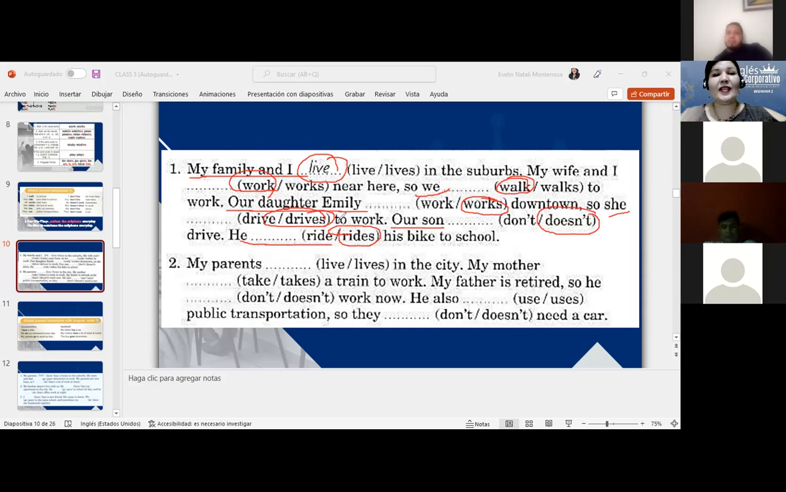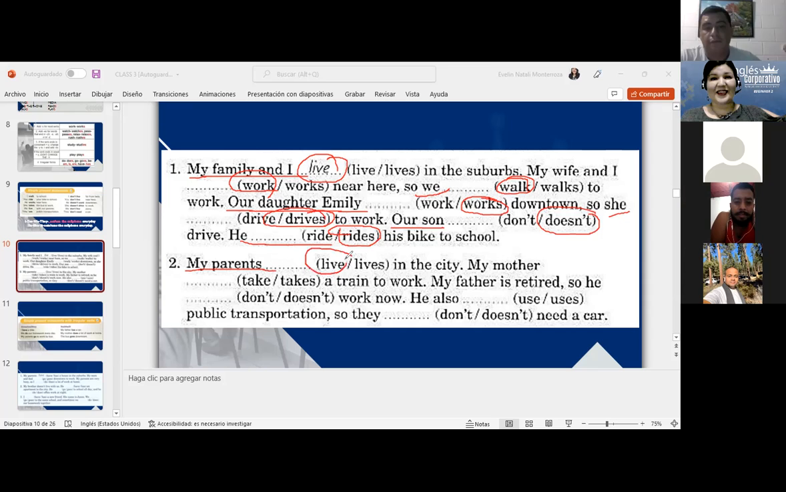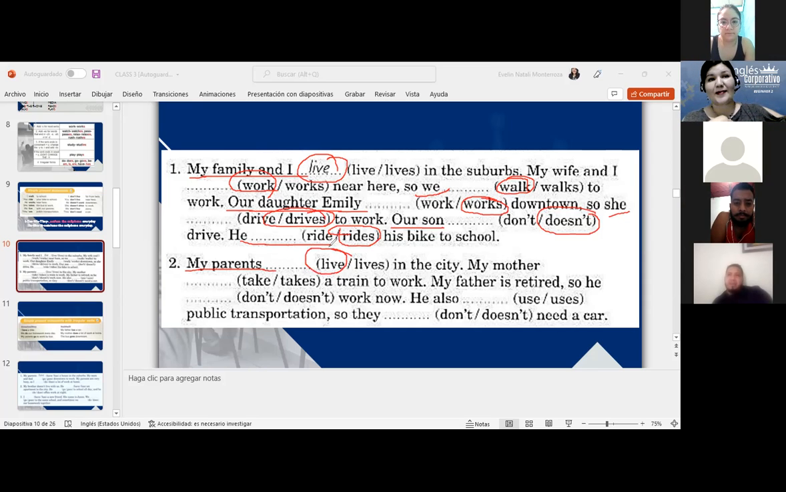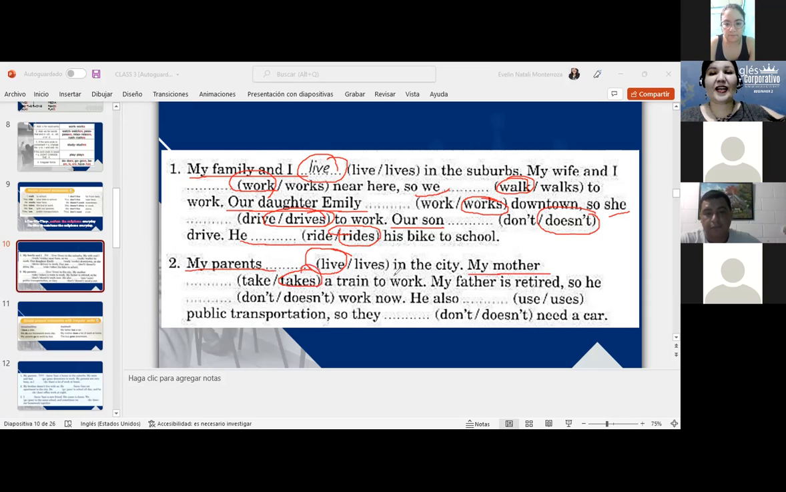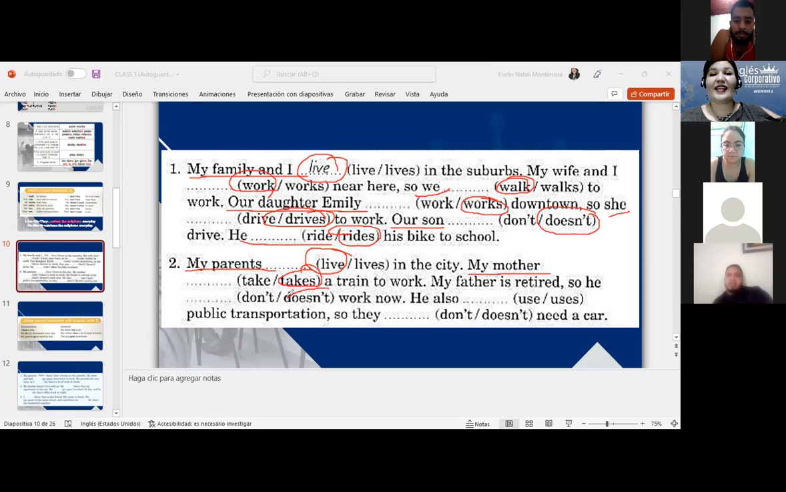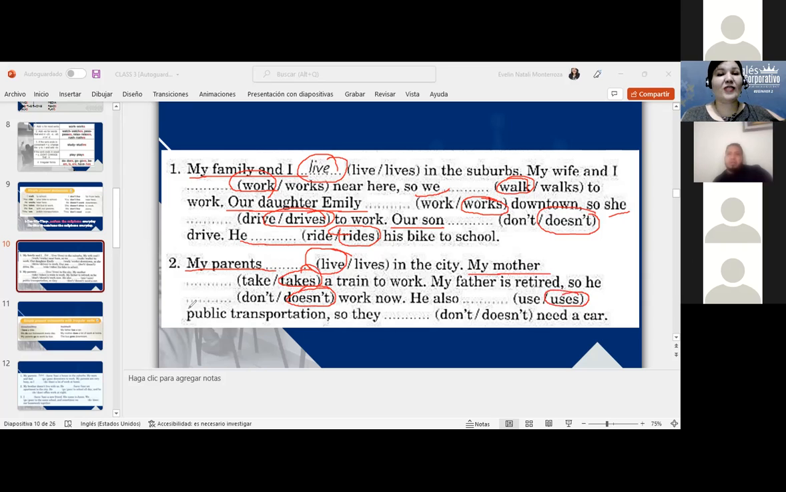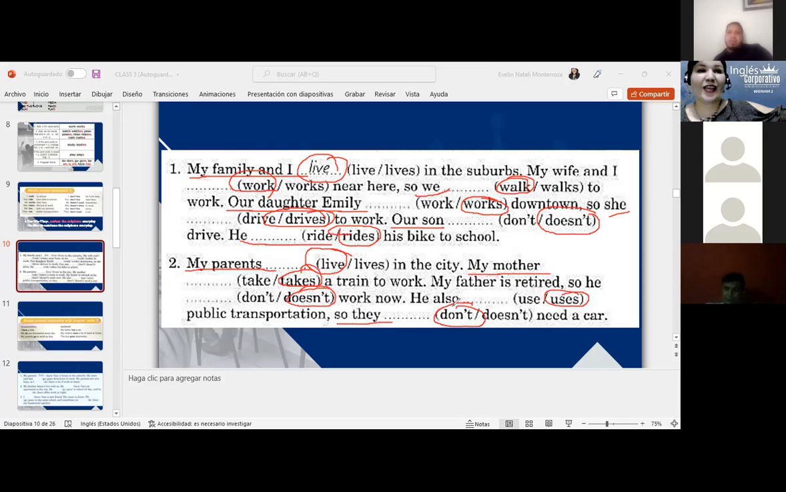Okay, number two. My parents live. ¿Qué sujeto sería my parents? Plural. It's plural. They. My parents, they. Right? My parents live in the city. My mother takes a train to work. My father is retired, so he doesn't work now. He also uses public transportation. So they don't need a car.